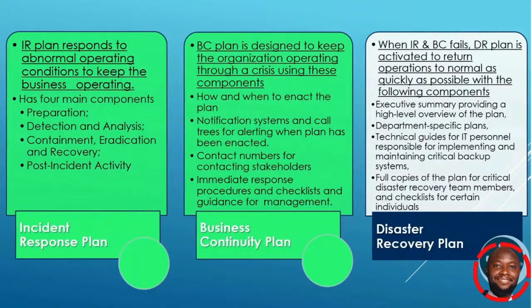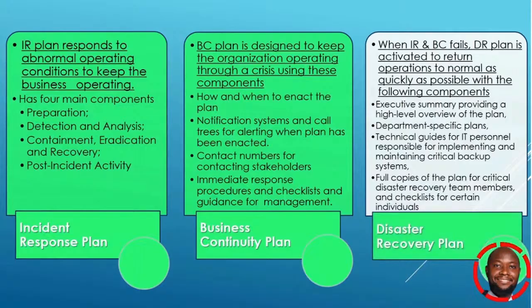This business continuity plan contains things like how and when to enact the plan, notifications, systems, and call trees for alerting when the plan has been enacted, and contact numbers for stakeholders involved. Then you have the immediate response procedures, checklists, and guidance from management. These are the things you do during an incident to ensure business is still ongoing.